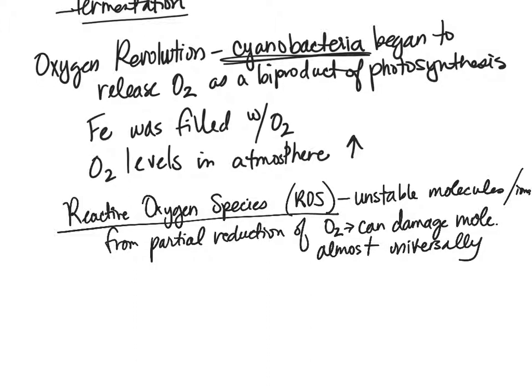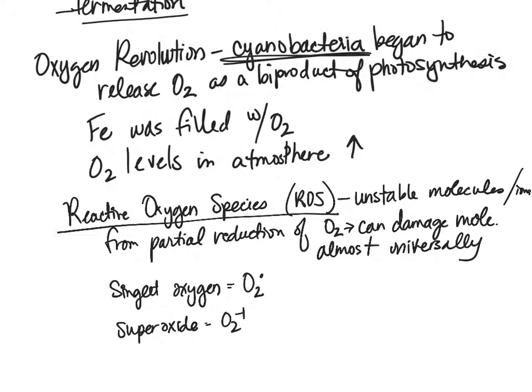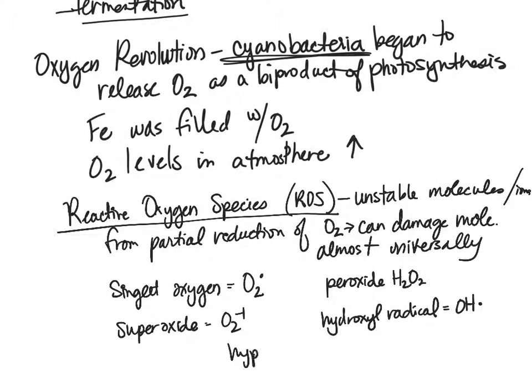So reactive oxygen species. Some examples of reactive oxygen species are singlet oxygen, and then we have a superoxide, which is O2 minus, and then we have peroxide, which is a big one, and then a hydroxyl radical, which is OH with an electron. And then the last one is hypochlorite, which is OCl minus. So these are the reactive oxygen species, or ROS, that you should be familiar with.